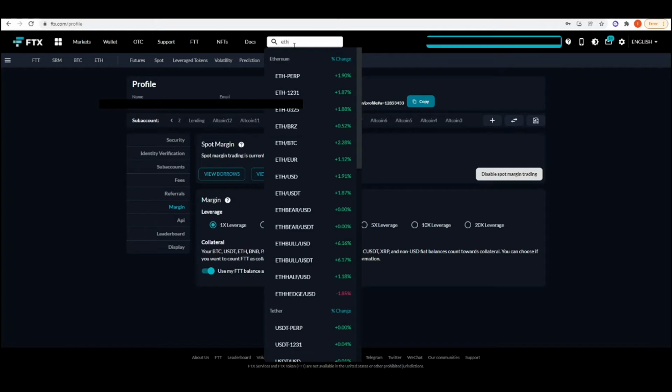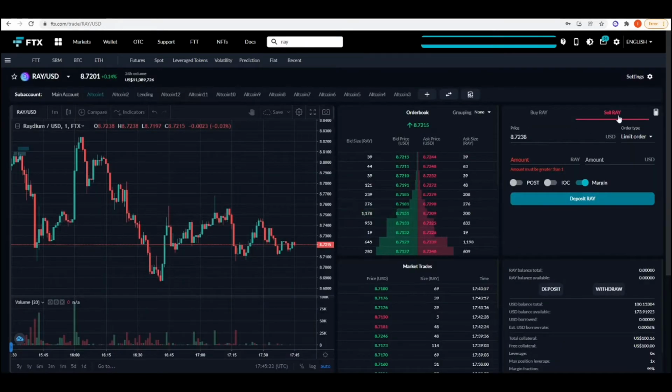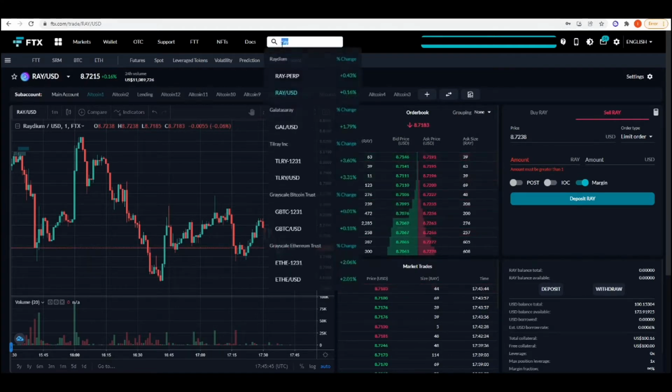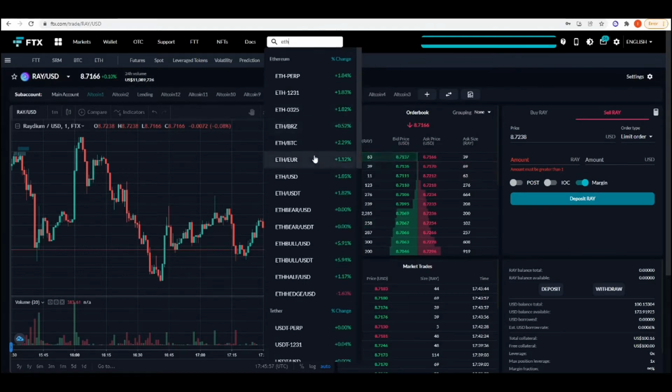Just note that you won't be able to short sell everything on FTX. When you go to sell Ray, for example, you can even press on margin, but it still says deposit Ray. It doesn't change it to short sell Ray. There are a couple of coins that you won't be able to short sell, mostly new Solana tokens and new coin offerings. But most of the majors, Bitcoin, Ethereum, Chainlink, those sort of coins, you will be able to short sell. So let's just choose Ethereum because it's nice and liquid. So I'm going to go to Ethereum USD.